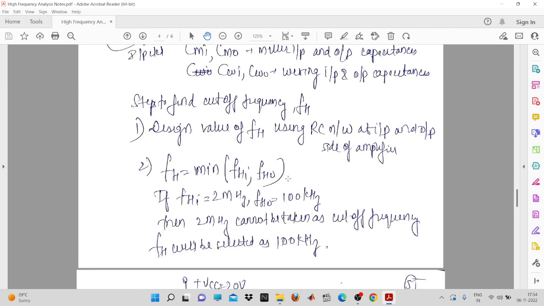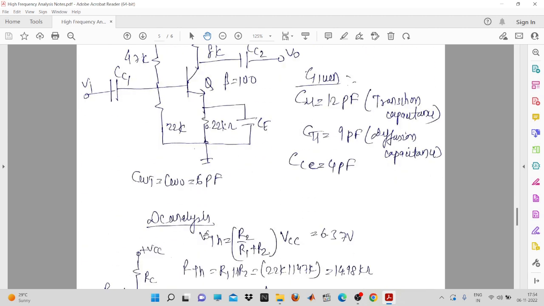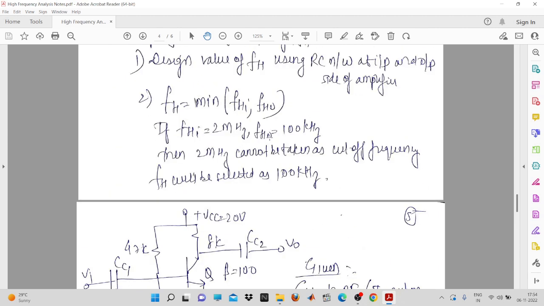and this one is the cutoff frequency for the output network. So I have taken the two frequencies, and I want to prove my point that if FHI is equal to 2 megahertz and FHO is equal to 100 kilohertz, then you will have to select the 100 kilohertz as the cutoff frequency. So I think this is clear to you.